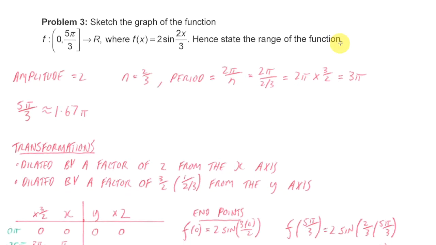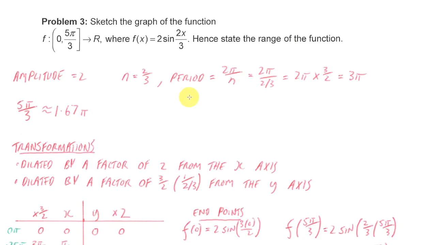Now we've got an example where there is a domain restriction. So function f has a domain that we begin at 0 and go to 5 pi on 3. We're excluding the 0, but we're including the 5 pi on 3. The rule is f of x equals 2 lots of sine of 2x on 3. We need to sketch it and also state the range.